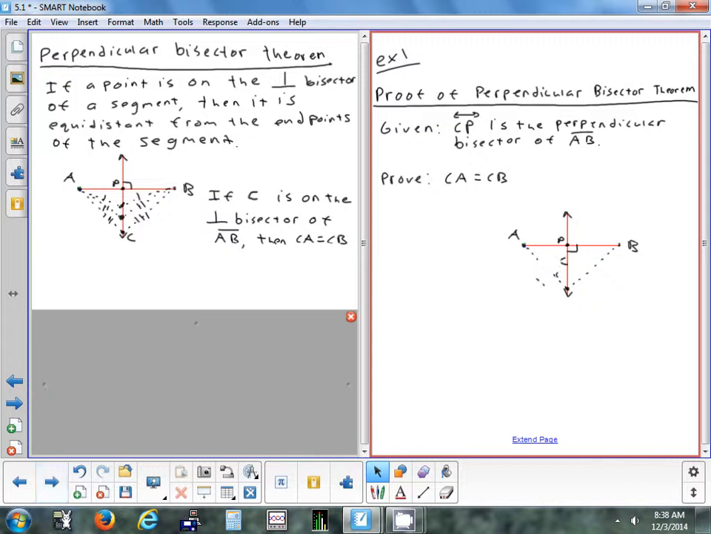Let me just take C and see if we can move that down a little bit. Okay, I want to somehow prove that CA and CB are the same. I'm going to prove that theorem. I'm going to prove the distance from C to each endpoint comes out the same.